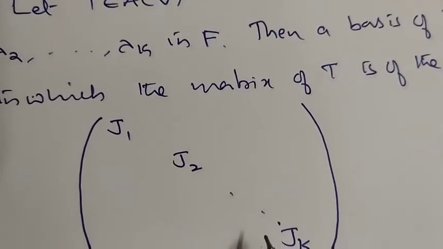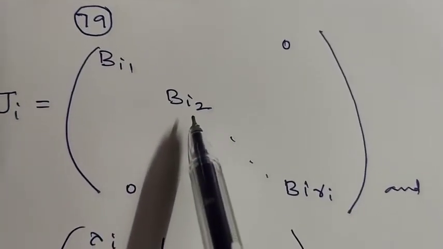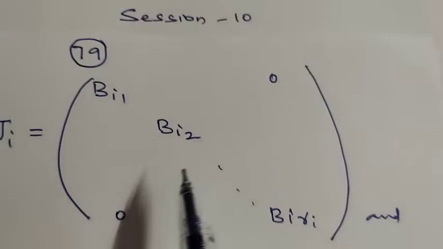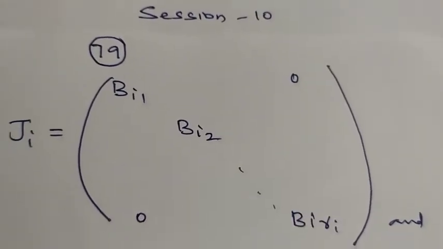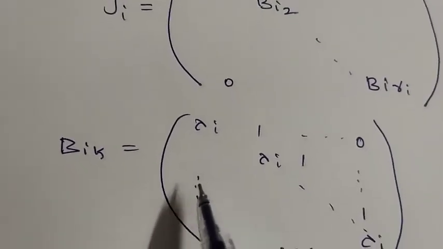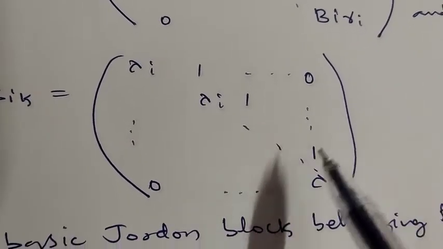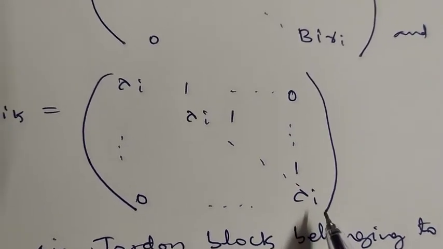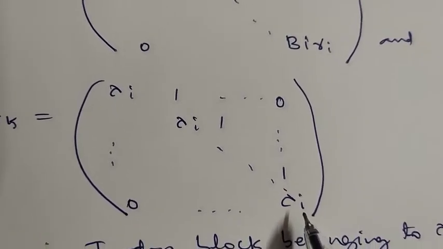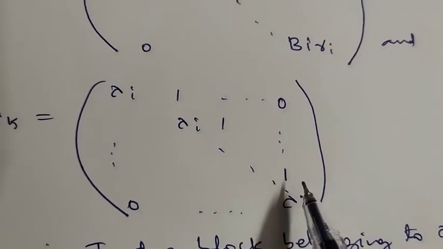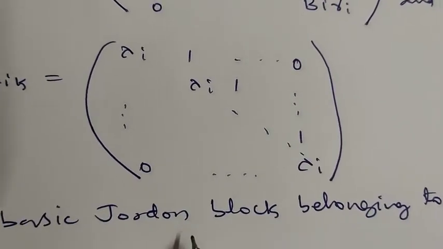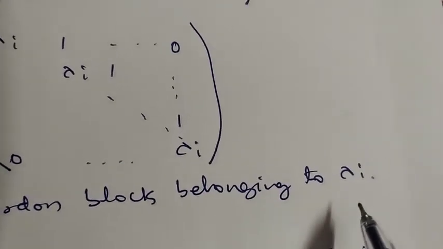What are these Ji's? The Ji's are the Jordan blocks, where each Ji is made of blocks Bi1, Bi2, etc., Bi r, and zeros elsewhere. These Bi's are given by lambda i on the main diagonal and ones on the super diagonal. This Bi is called the basic Jordan block belonging to lambda i.